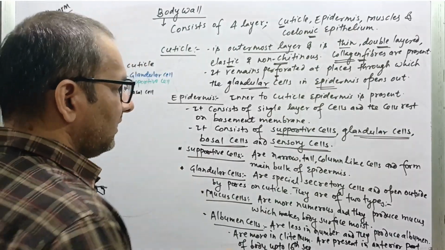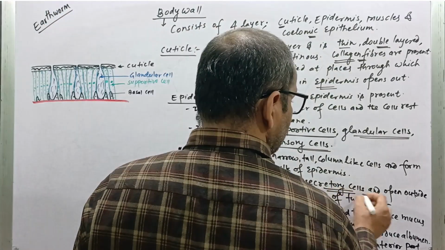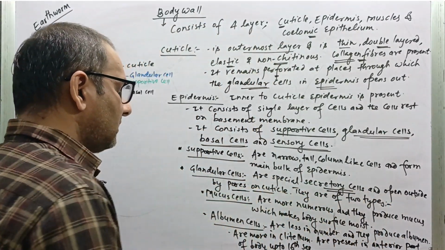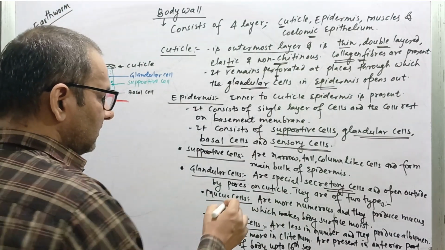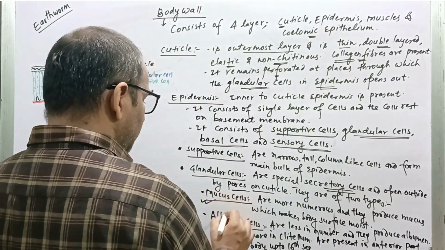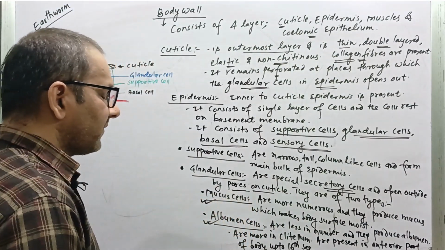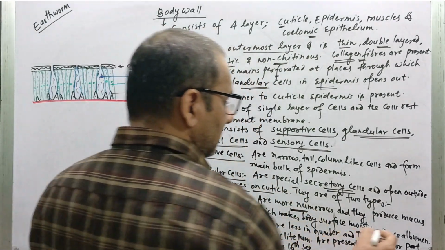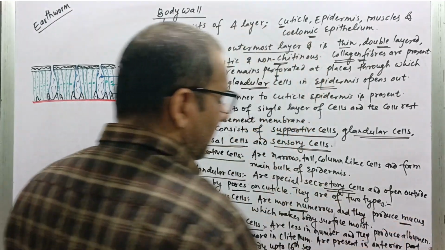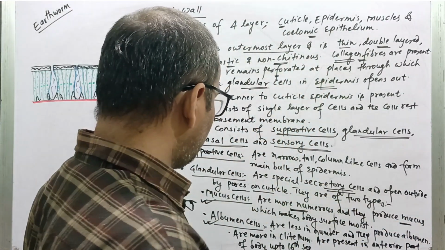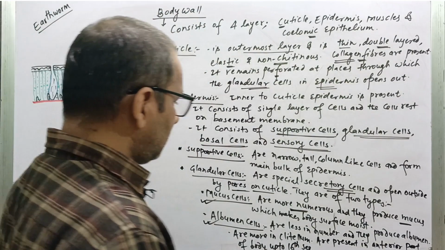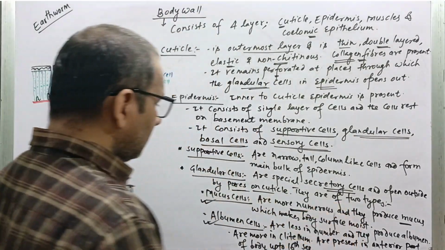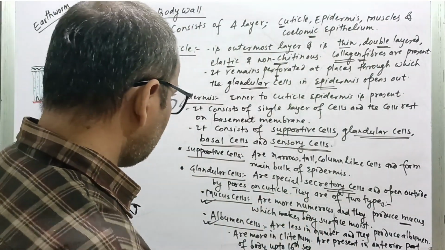Glandular cells are special secretory cells and they open outside by pores or openings which are present on the cuticle, and they are of two types. One type is mucus cells and the other type is albumin cells. Mucus cells are more numerous and they produce mucus. Its primary function is to make the body surface moist, which helps in cutaneous respiration, and another function is that it also helps in plastering the burrows.